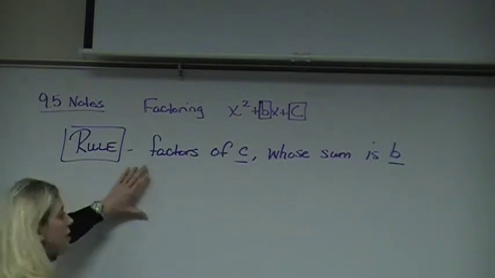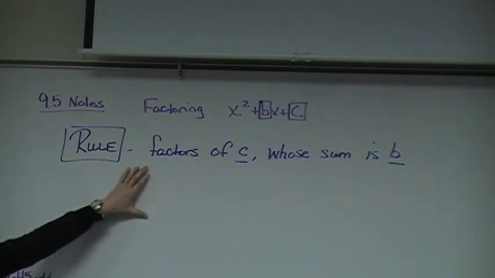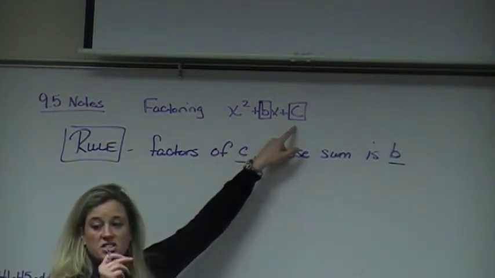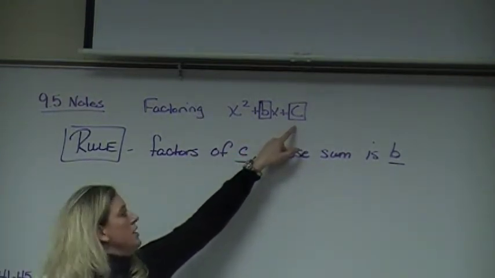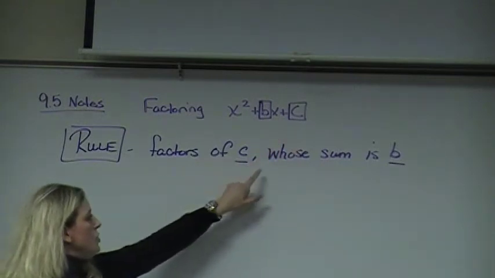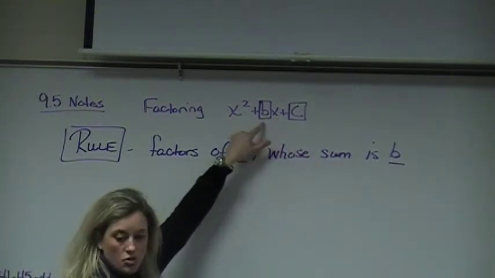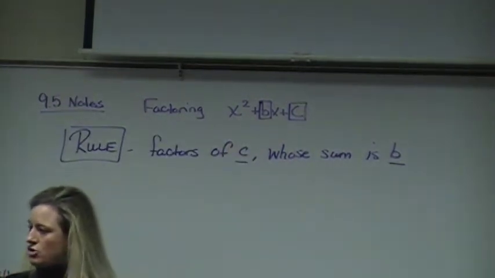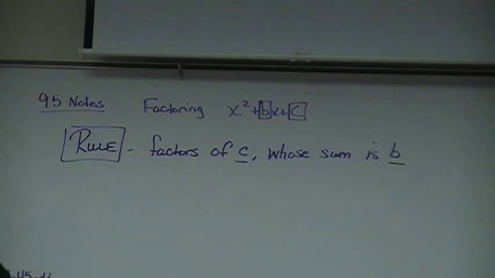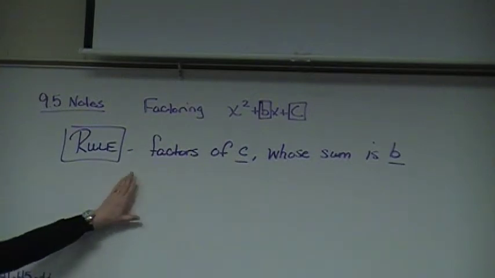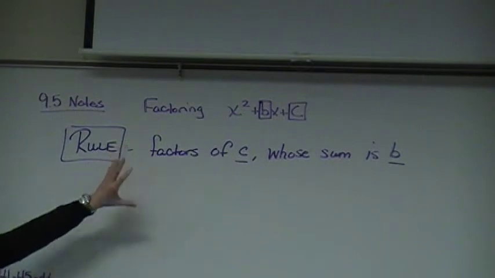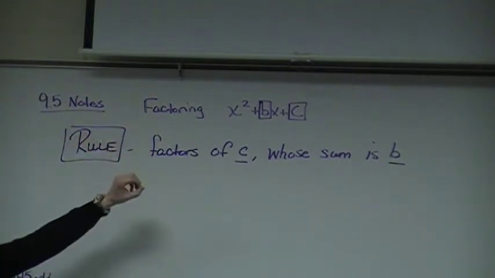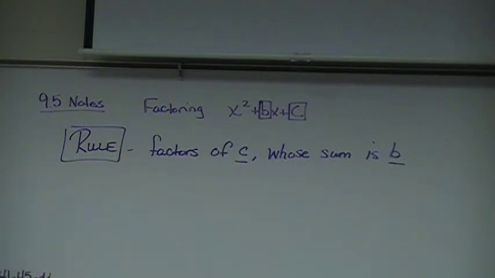Here's my rule, this is the one we're going to follow all day today: factors of c, and this c is a constant term, whose sum is this term here, the b. I'll show you how that may not make a lot of sense right now, but when we actually do it, it's going to make a ton of sense. So we're going to keep going back up to this rule. Every time I go to an example, I'm going to go back to the rule: factors of c whose sum is b. Alright, here we go.